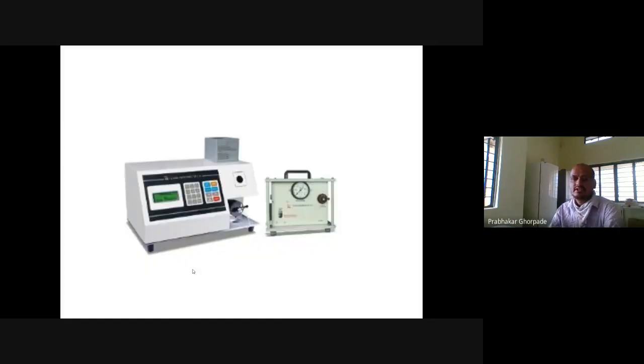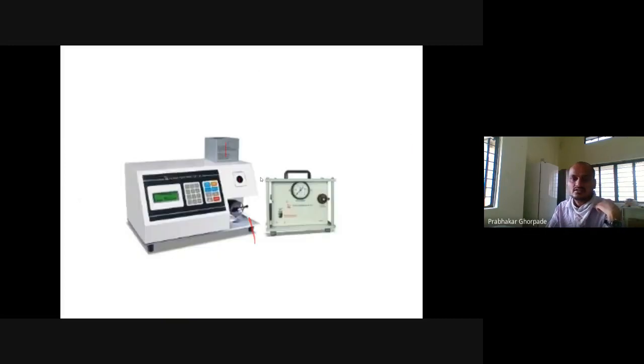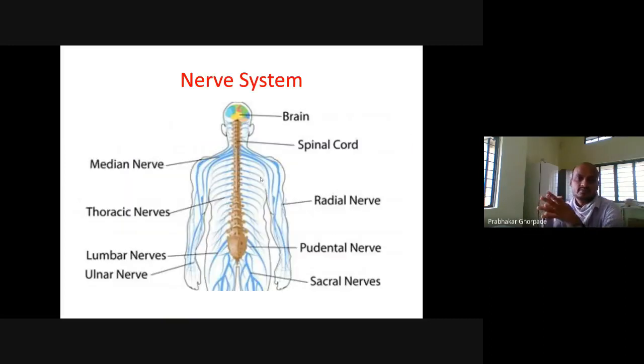Basically, flame photometry uses this equipment. Here you can suck the sample in through this tube, and it goes up and the flame is produced here. You can see the flame from here. If it is a sodium or potassium ion, it will be excited and the flame intensity will vary. This flame intensity is detected by the photo detector. Sodium and potassium are important for brain activity, the spinal nerve, the median nerve, basically the nervous system.